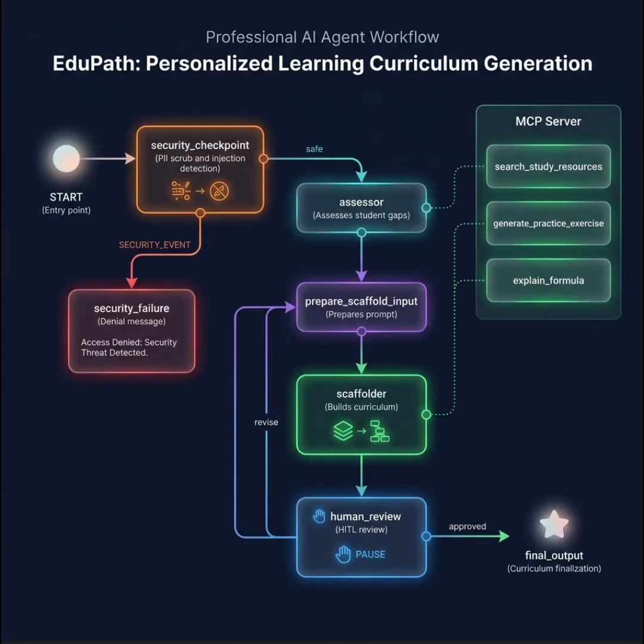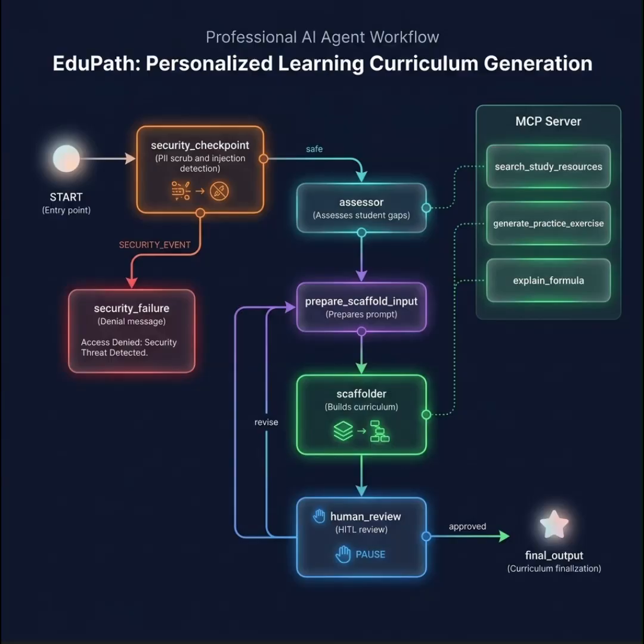If the student requests changes, the loop routes back to revise the curriculum. If approved, the final output node completes the execution. Throughout the workflow, both agents access our local Model Context Protocol server, which exposes tools to search study resources, explain formulas, and generate practice problems.